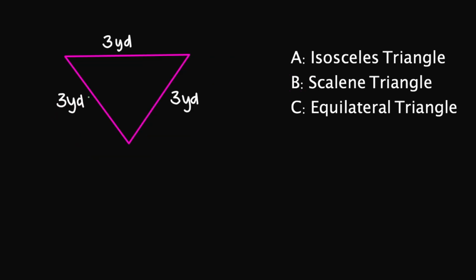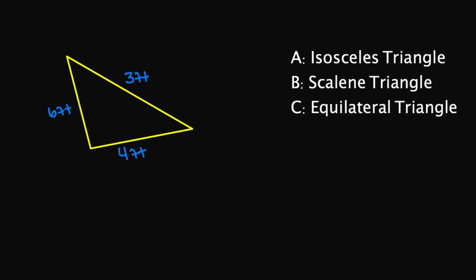Let's look at this example here, and in this example, all my sides are equal. So since all my sides are equal, this is an example of an equilateral triangle. In this example here, we have an example of a scalene triangle because none of my sides here are equal. We have a 3, a 4, and a 6. Since none of my sides are equal, your answer here is going to be B for scalene triangle.